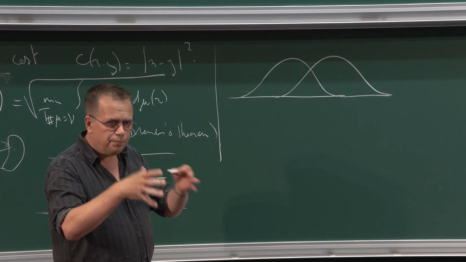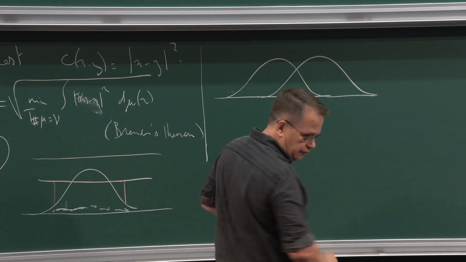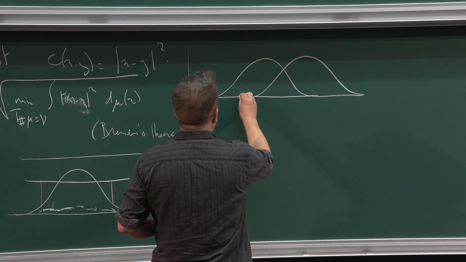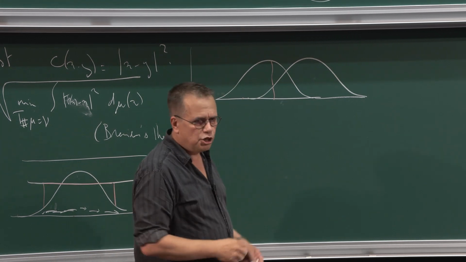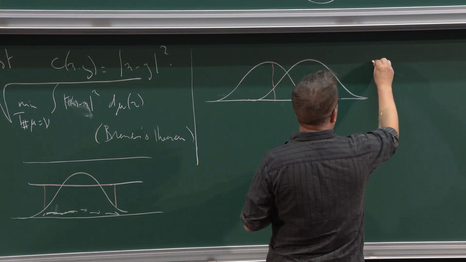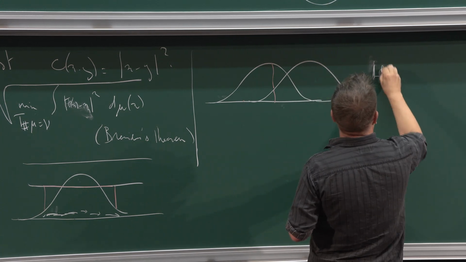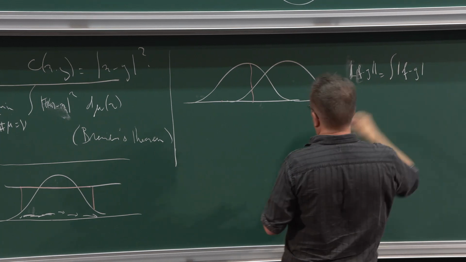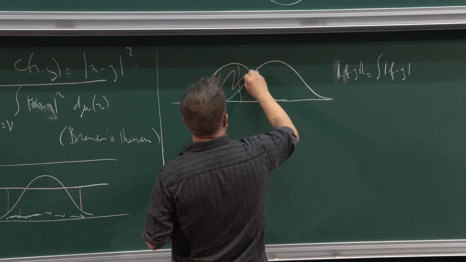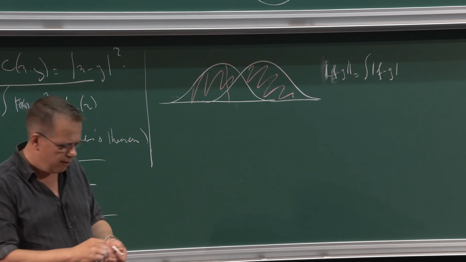PDEs, partial differential equations, are really based on the Eulerian version, meaning you look at some point and you see what is the difference of the function. So if you consider the L1 norm of, say, f minus g, it's the area of this, that is represented here, okay?